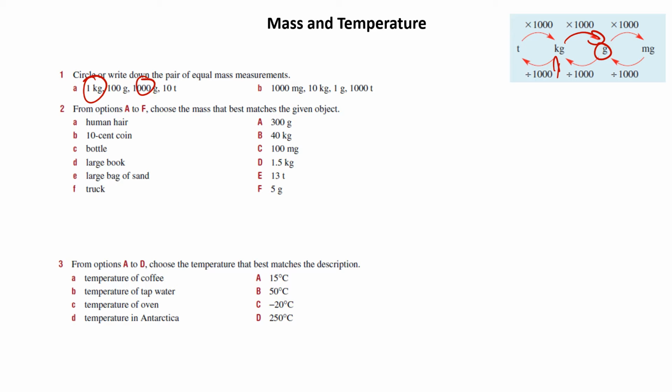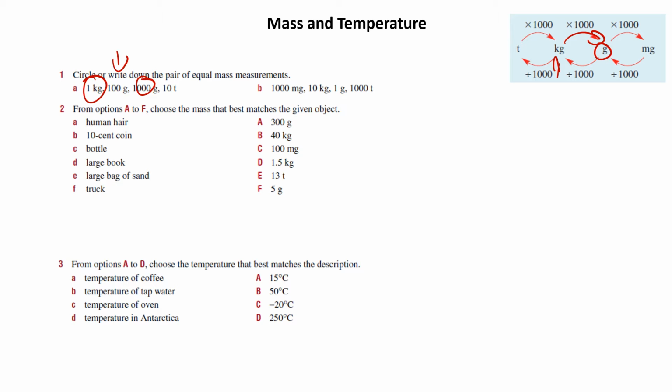But you need to go through and check if that would be equal. If I wanted to convert grams to kilograms, I need to divide by 1,000. So that would be like 100 divided by 1,000. Therefore, it's clearly not going to be a kilogram. That's the sort of thing you need to do with these questions.